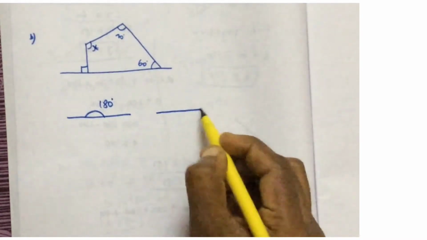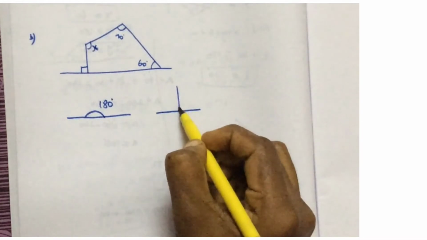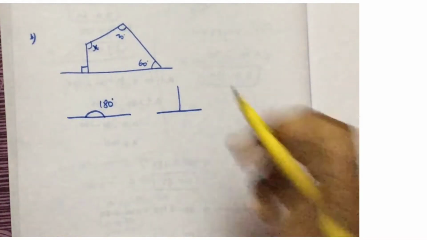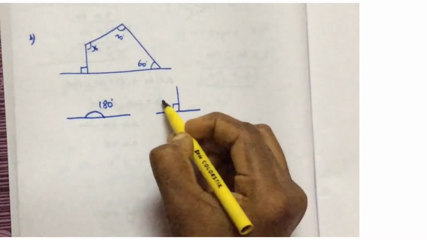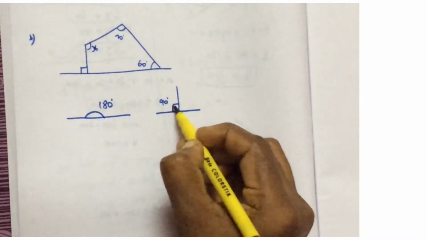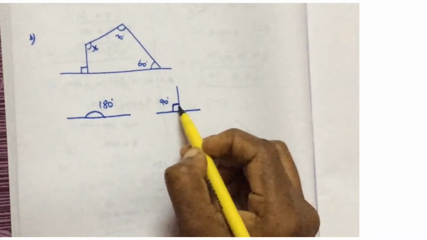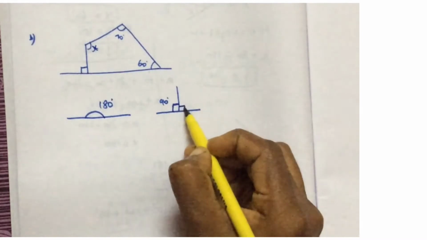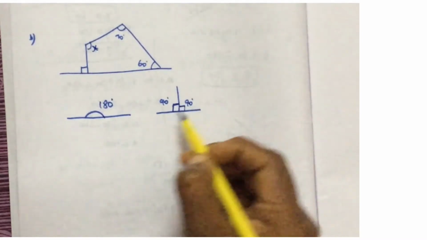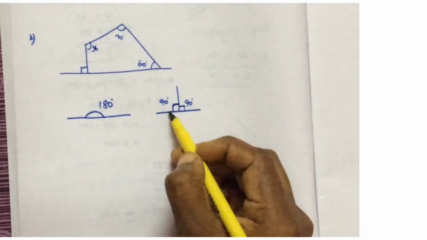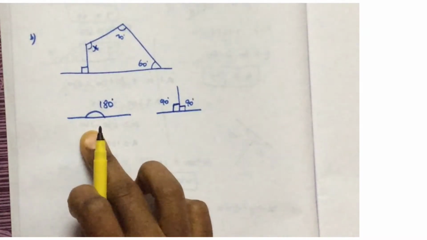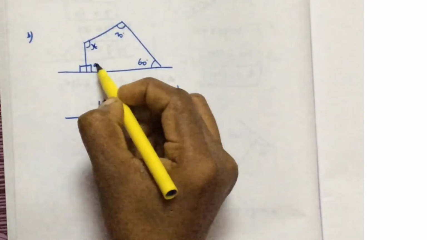If you draw a line perpendicular to this, this angle is 90 degrees. This is a right angle. If this part is 90 degrees, surely this part is also 90 degrees. So 90 plus 90, the total angle is 180 degrees. So if this is 90 degrees, surely this is also 90 degrees.